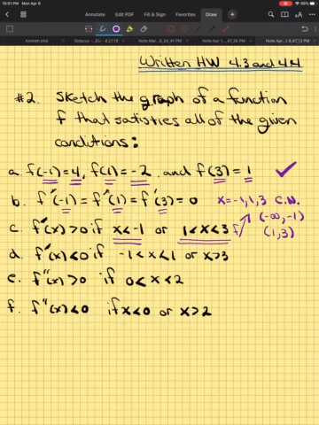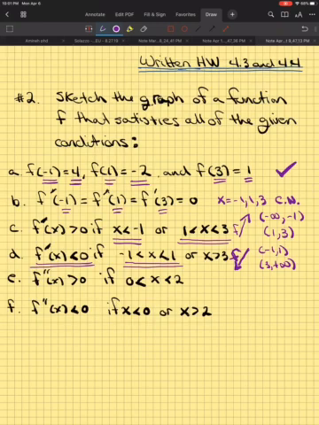Now, letter D is telling us something similar, but this time the first derivative is negative, which means that the original function f must be decreasing on these given intervals. The first interval we're given is from -1 to 1, where the first derivative is negative. And then from 3 to +infinity, the first derivative is negative. Again, that means the graph of the original function is decreasing.